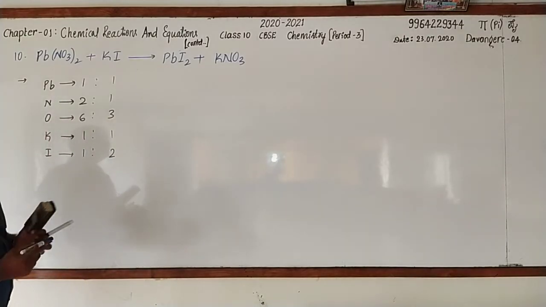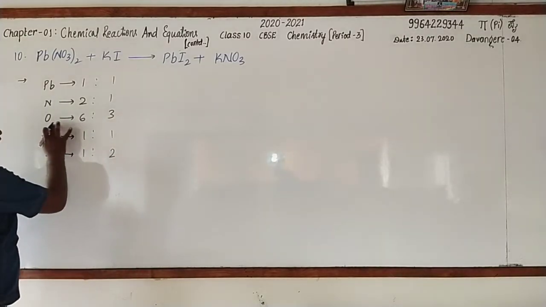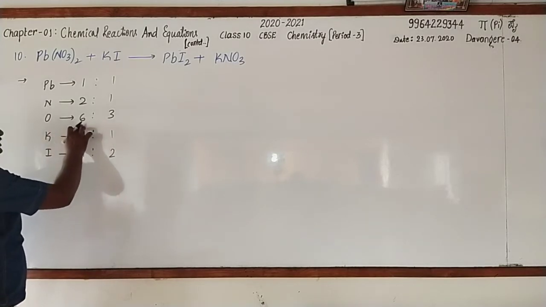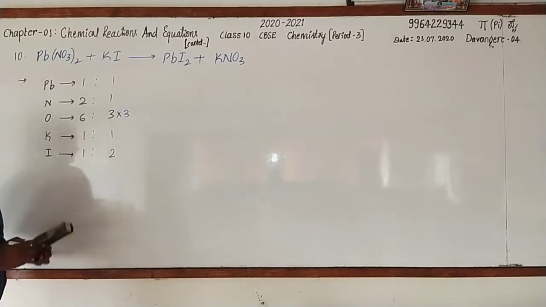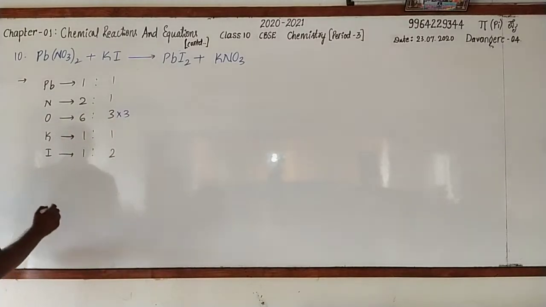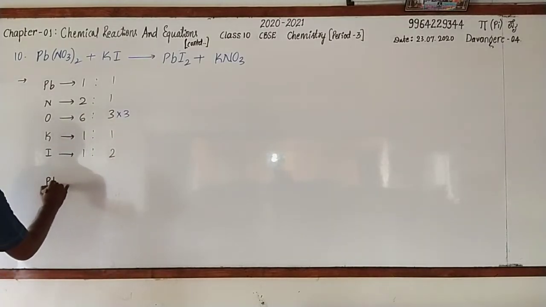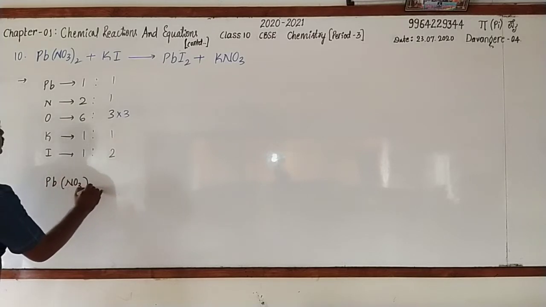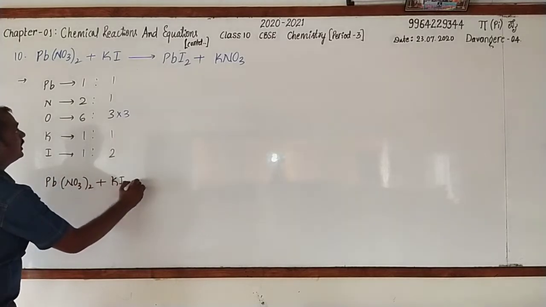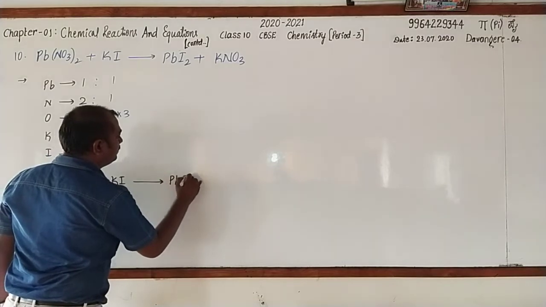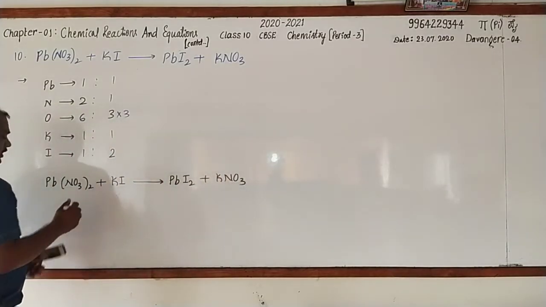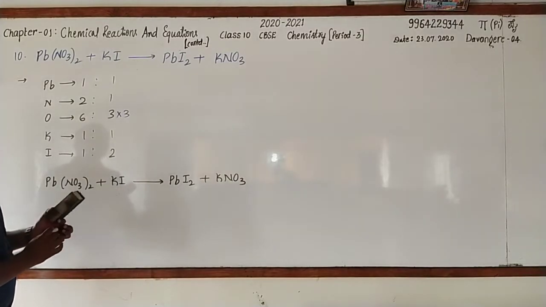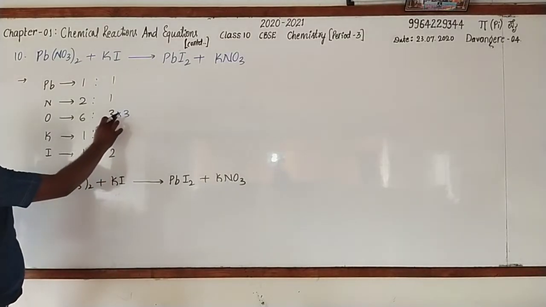Which element has maximum number of atoms? Oxygen, right? 6. Here is 3. What should be multiplied here? 3, right? Let us go for writing the given equation as it is. Pb(NO3)2 plus KI gives rise to PbI2 plus KNO3. Here 3 has to be multiplied on the RHS.